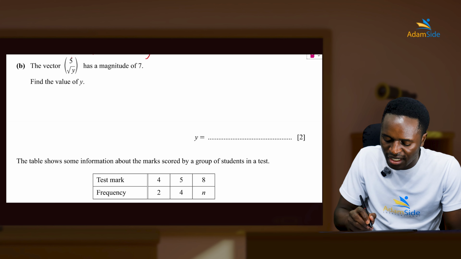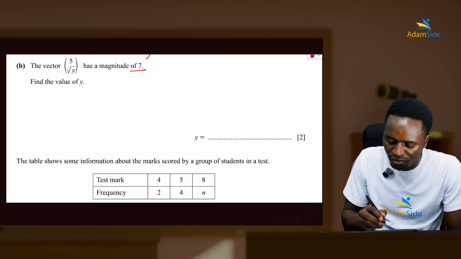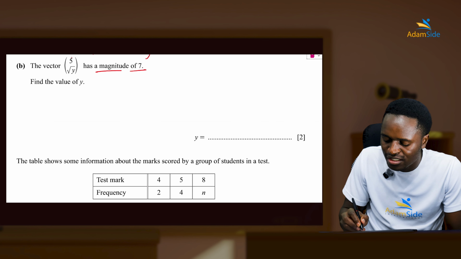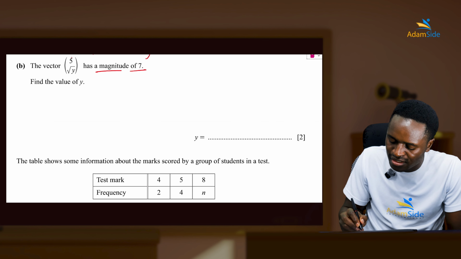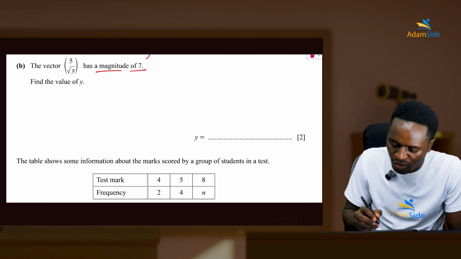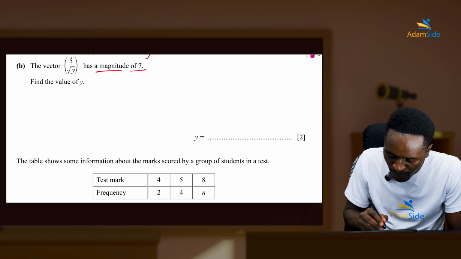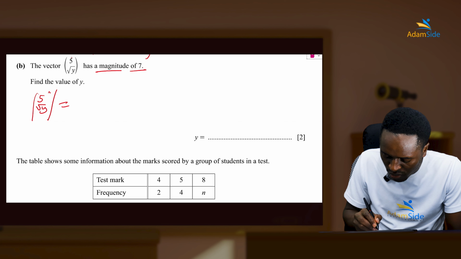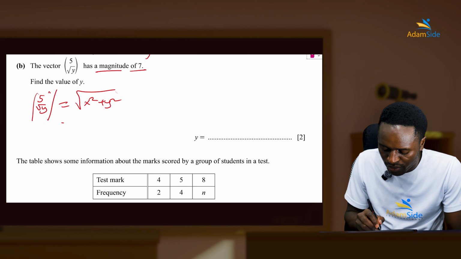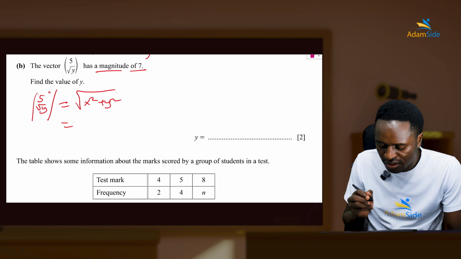The vector (5, root y) has a magnitude of 7. Find the value of y. Magnitude means distance or the length, or the size of a vector. So the magnitude of the vector will be the same as x squared plus y squared, then find the square root. Square root of x squared plus y squared.